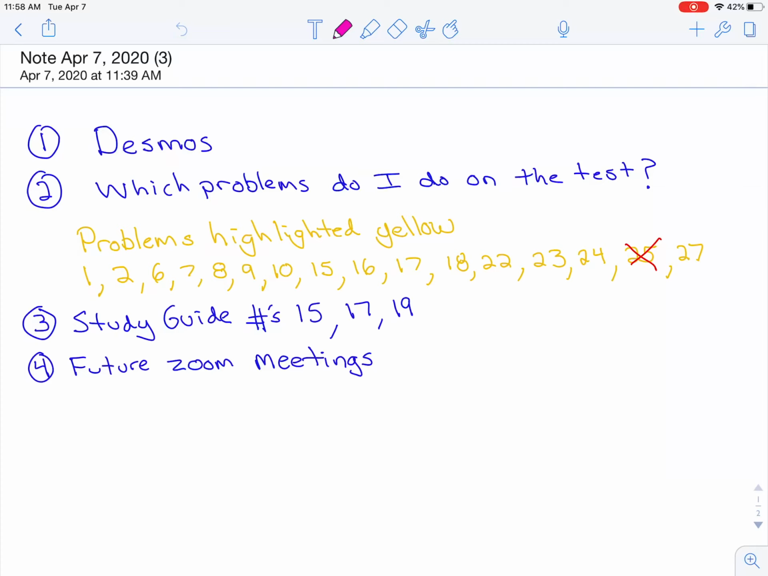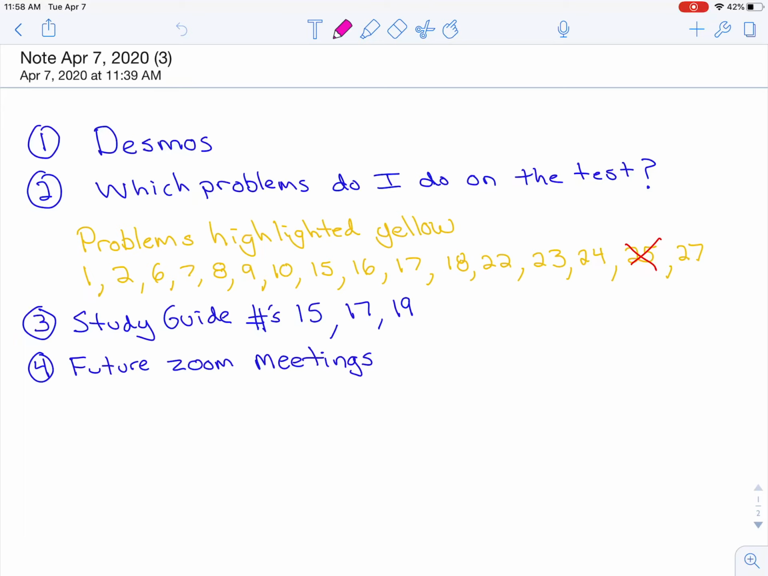Okay, so in this video or set of videos, depending on how long it's going to take me, these are the four things I'd like to talk about. First of all, I want to quickly show you something on Desmos. And then after we do that, I want to make sure everyone knows exactly which problems they need to do on the test. And then I want to do those problems on the study guide that we talked about and that you requested. And then talk a little bit about future Zoom meetings.